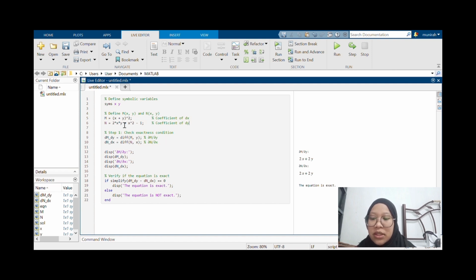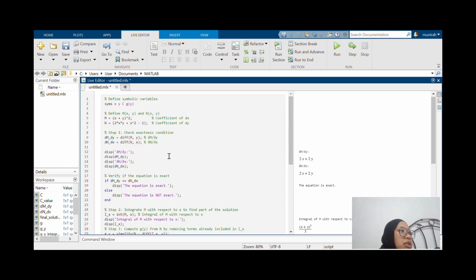It checks the exactness condition, that is, for the equation to be exact, the partial derivative of M with respect to y should be equal to the partial derivative of N with respect to x. The code calculates these derivatives by using MATLAB's diff function and then compares them. It checks whether the difference between the two derivatives reduces to 0. If they do, then the equation is exact and it prints that the equation is exact, otherwise the equation is not exact. This simply checks whether the provided differential equation is exact.